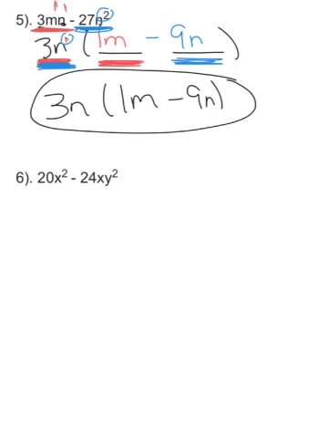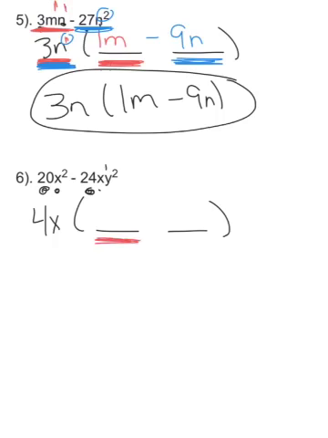So let's look at the second one. Example number 6, we have 20x squared minus 24xy squared. So start with your greatest common factor for your coefficients. So the biggest number that will go into 20 and 24 evenly, which will be 4. Then look at your variables and find your variables that you have in common. So they both have an x. So we're going to take the smallest x. So this first term is 2, second one's 1, so just 1x. And the second term has a y, but the first one does not. So we're going to draw our parenthesis, 2 terms, so 2 blanks.